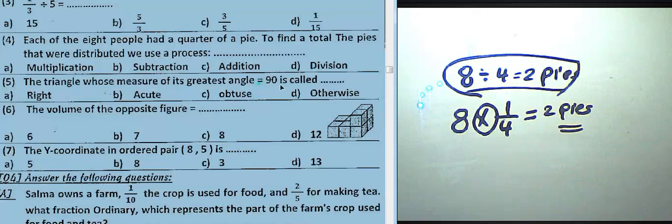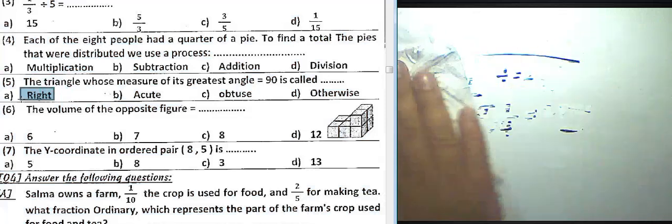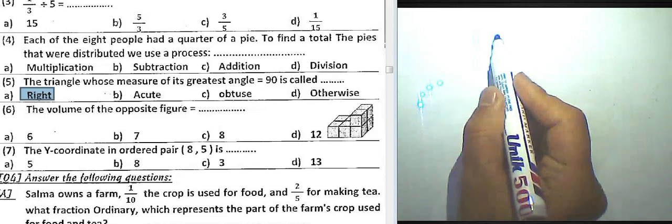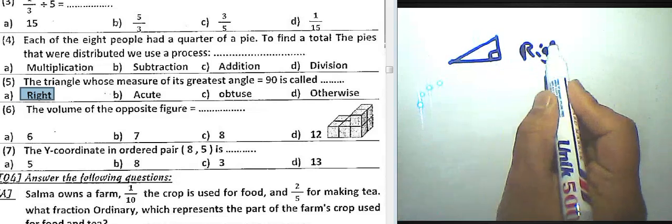Let's see, the angle equals 90. It will be right. Again, my students, I will explain it. The triangle whose greatest angle measures 90 degrees, we call it a right angle. The greatest angle is right, then this triangle will be a right angle triangle.